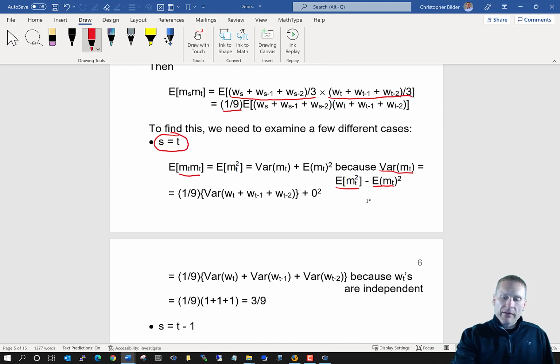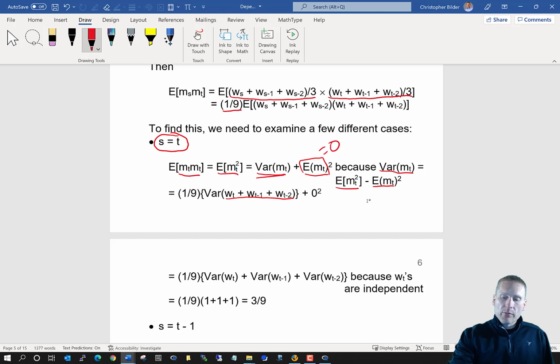And so now the expected value of m sub t squared is equal to the variance of m sub t plus the expected value of m sub t, that quantity squared. Okay. We know that this expected value is equal to 0 because we just proved that. What we don't know yet is what this variance is. So let's write out what m sub t is. Well, it's w sub t plus w sub t minus 1 plus w sub t minus 2, that quantity divided by 3.